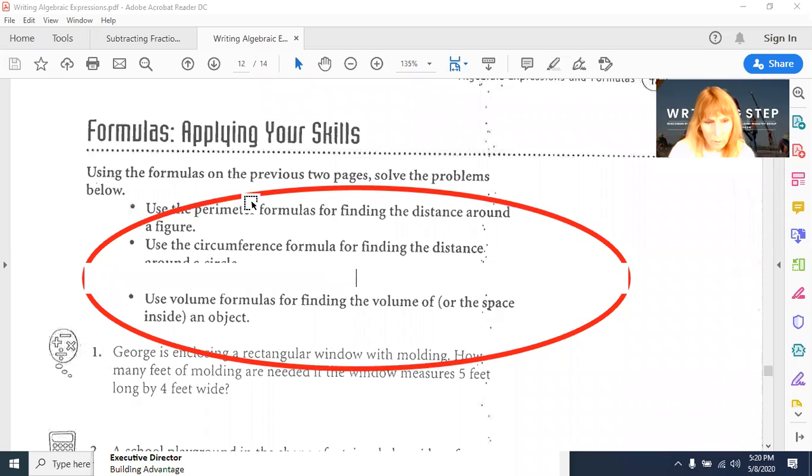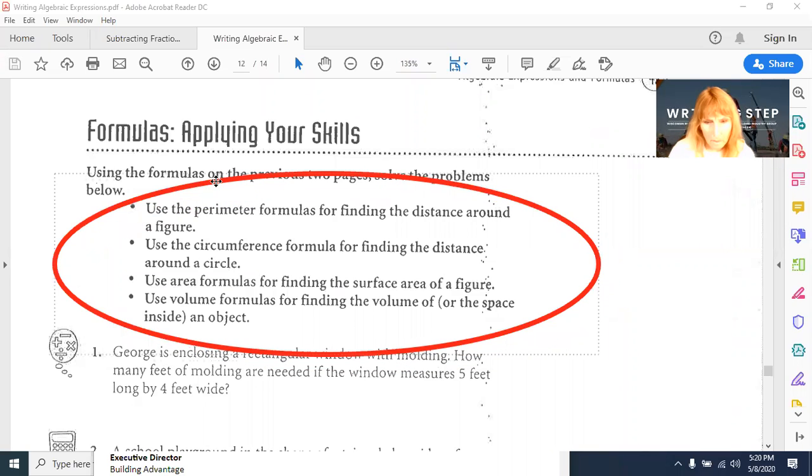So use the perimeter formula to find the distance around a figure. So around it. Use the circumference formula for finding the distance around a circle. Use area formulas for finding the surface area of a figure. That's the outside of it, right? And use volume formulas for finding the volume of or space inside. So I'm going to underline space inside of an object, okay?